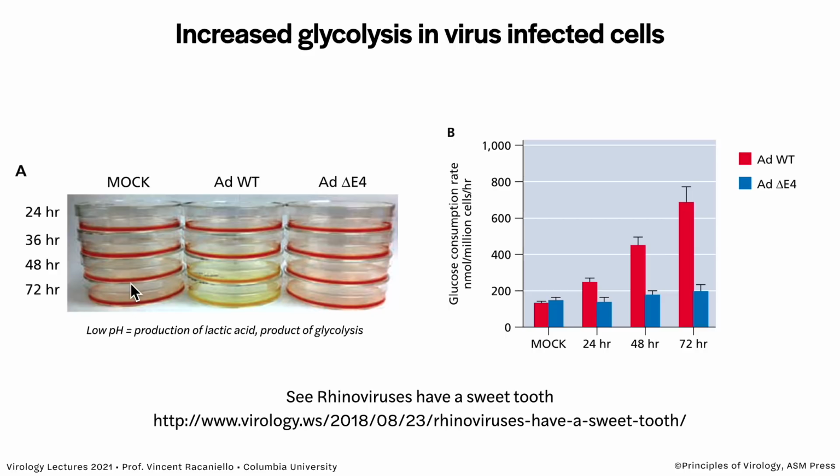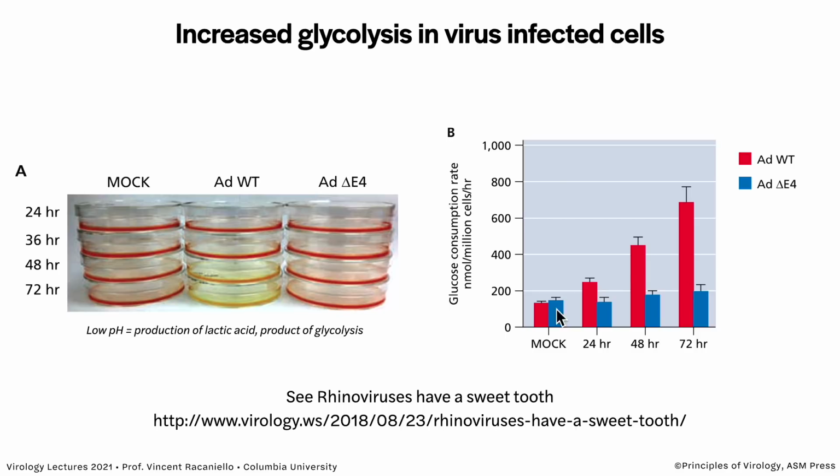The mock-infected cells, what is a mock-infected cell? You just, instead of adding virus, you add PBS, buffer, and you go through the whole procedure and you put medium on and they're fine. And here the cells are infected with an adenovirus mutant that cannot reproduce, the deletion in the E4 gene. And you can see it doesn't acidify the medium.